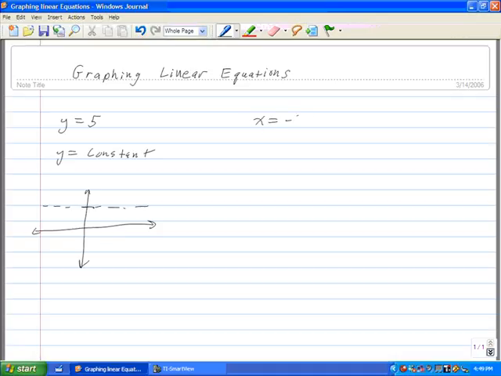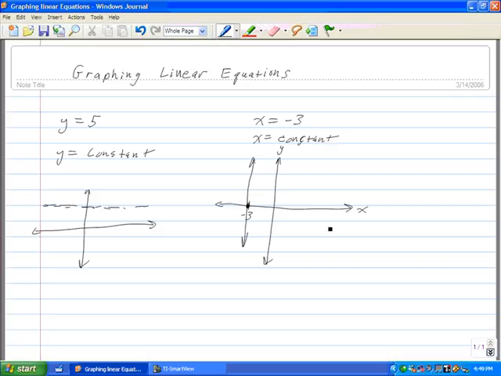Now the other graph, one that your calculator won't handle for you, is x equal to a constant. Say x equal -3. That's the second one of your two special cases, as I call them. And as you could almost guess, if y equal to a constant gives you a horizontal line, an x equal to a constant is going to give you a vertical line. In this case, it's going to be a vertical line passing through -3.